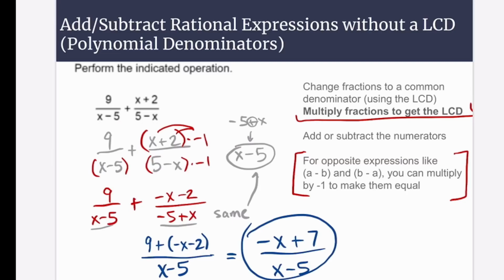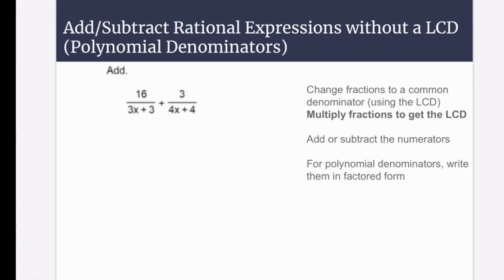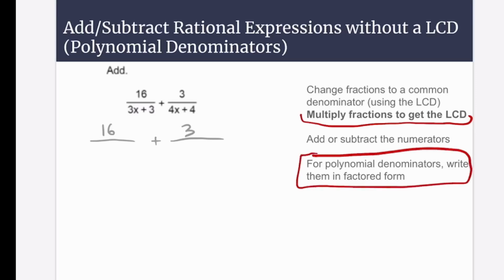Some problems get a little more complicated. We're going to do 3 in total. The second example has denominators that hopefully you can see look similar. We have 16 divided by 3x plus 3, plus 3 divided by 4x plus 4. So we know we're going to have to multiply to make these the same. Sometimes when you see denominators, they'll be the same, or they'll be opposites. Most times you're going to have to factor them to figure out what's hiding.